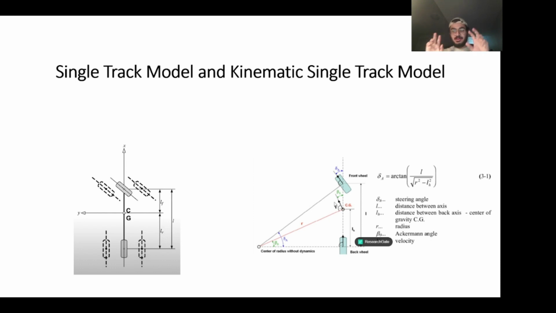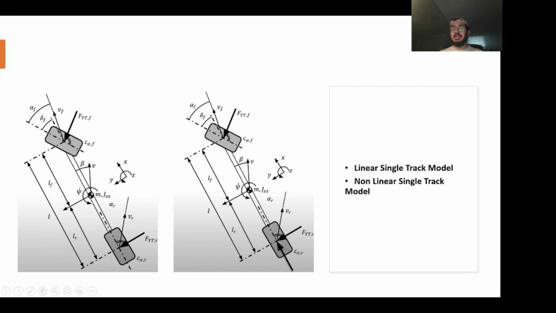There is a famous angle here, the Ackermann angle, and there's a whole theory on it. It tells us how to find this angle and what values should be there. Next come the linear single track model and the non-linear single track model. Both are the same, but in non-linear the tire forces come in, while in this one there are no tire forces. So let's do the linear single track model.